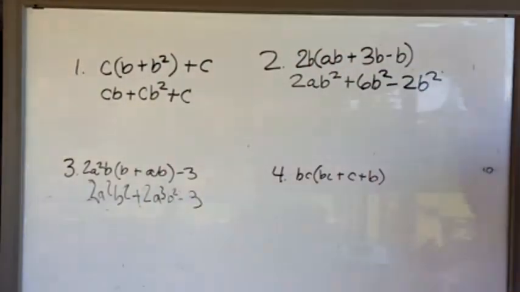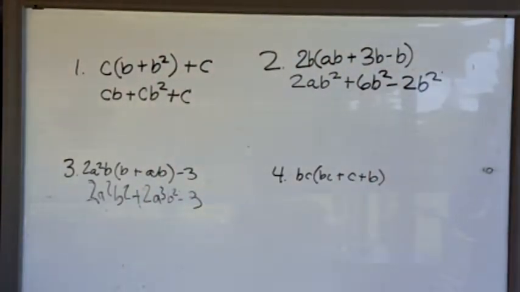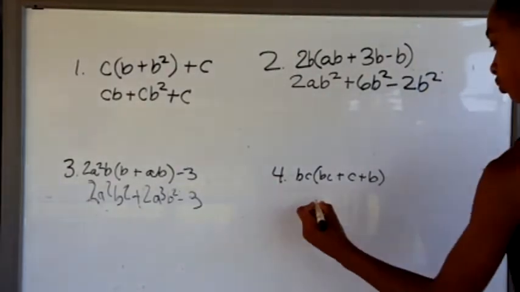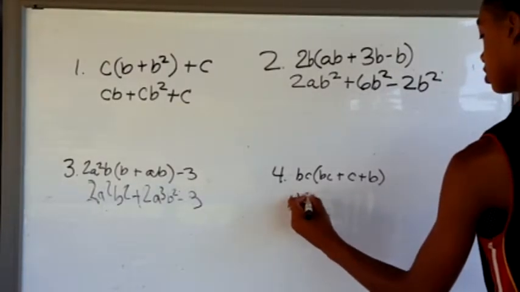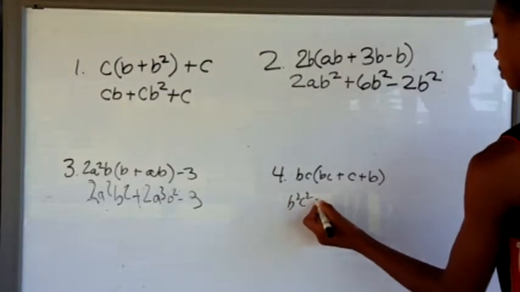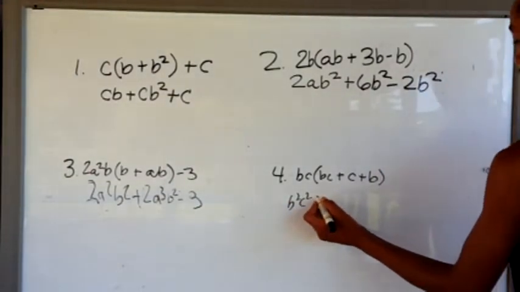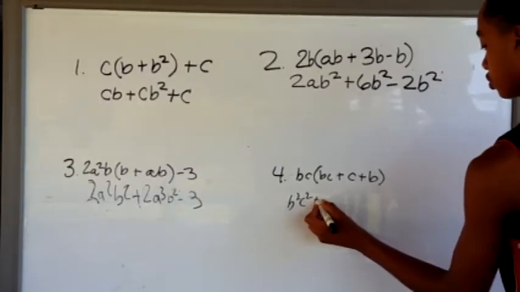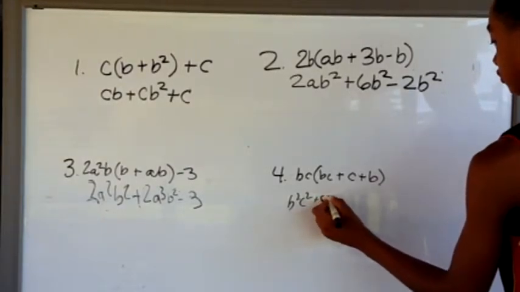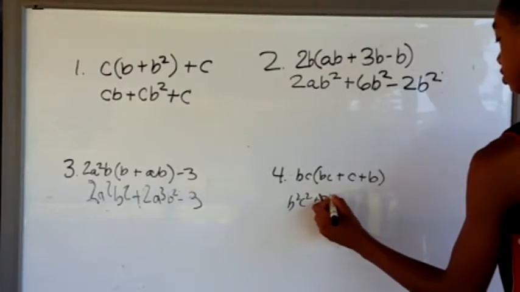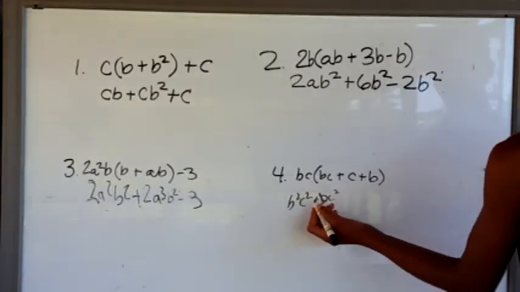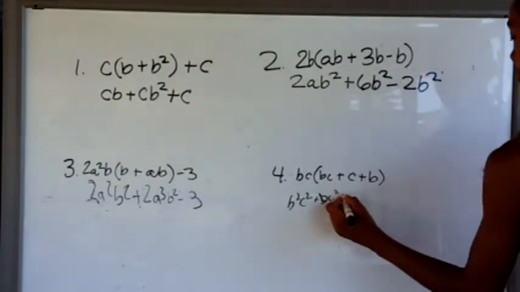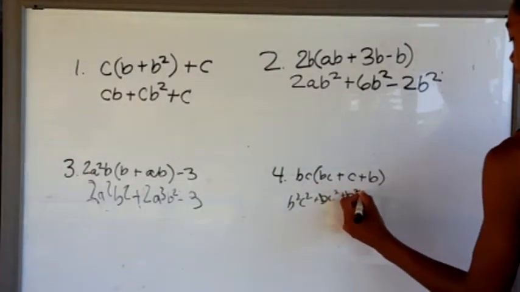And equation 4 is BC times BC plus C plus B. So you multiply BC and BC, which you get B squared and C squared. And you multiply BC and C, which gives you positive BC squared. And then you multiply BC and B, which you get positive B squared C.